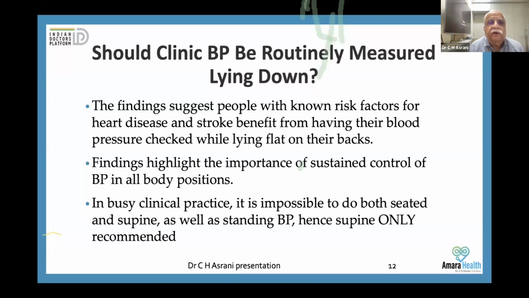Where there is a history or a suspicion of postural hypertension, you can do supine and standing. But when you do supine and standing, please remove the cuff from the patient's arm. Let the patient stand, maybe give half a minute, and then tie the cuff again, and then check. Making the patient stand up with the cuff still there does not give you a true reading.